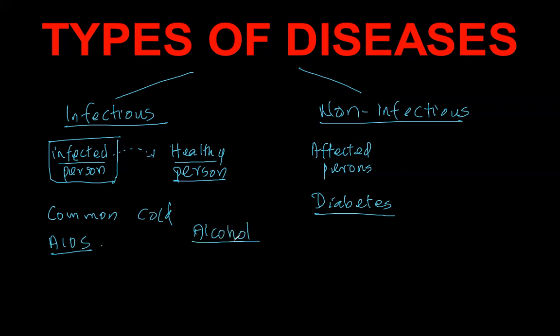People who take substances, drink alcohol, and abuse drugs, even in these people, you find their body functions and organs start getting affected by these substances. So these are two main types of diseases.